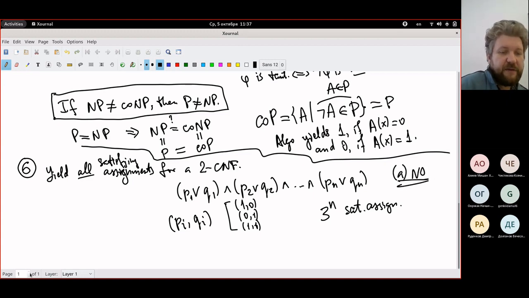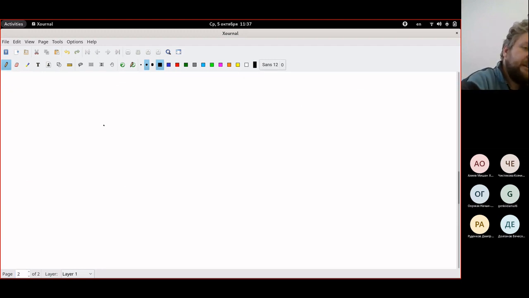And the other is point B. So 2CNF, so it's 6B. And this is 2CNF. And the question is yield.